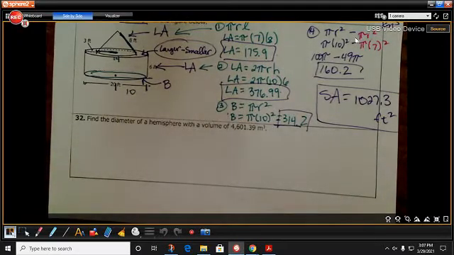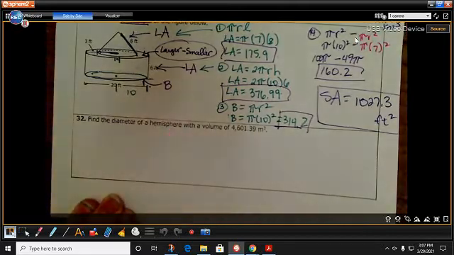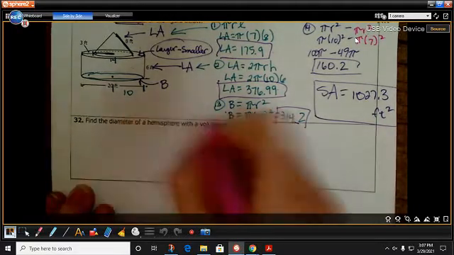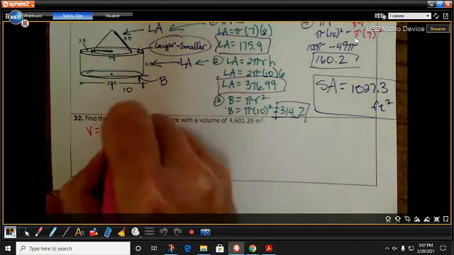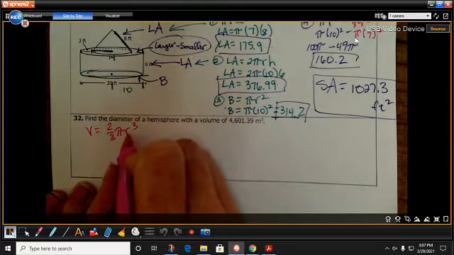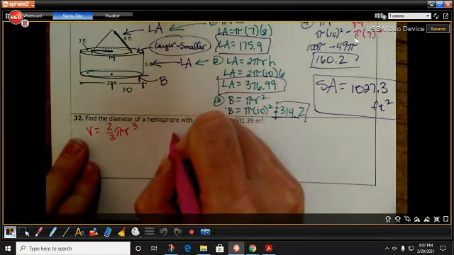And so for problem number 32, we're needing to find the diameter of a hemisphere when you have the volume as 4601.39. If we recall, the formula for the volume of a hemisphere is 2/3 pi r cubed. And instead of knowing the radius or diameter, we know the volume. So that's what we're going to plug into our formula.